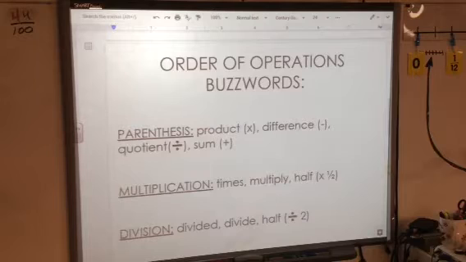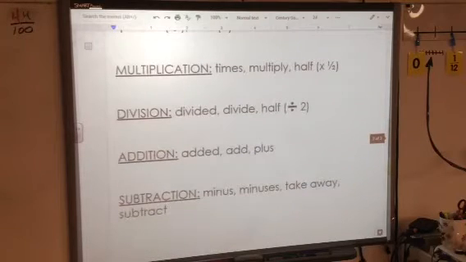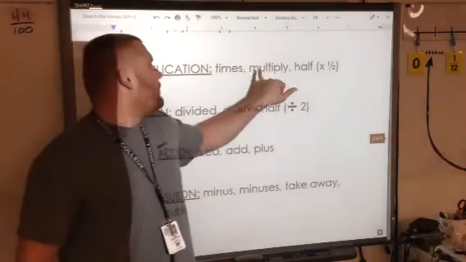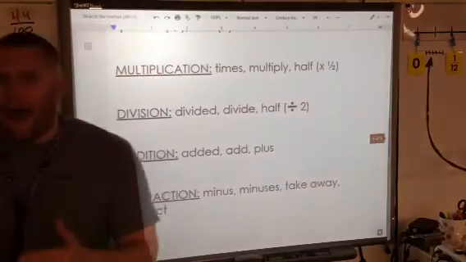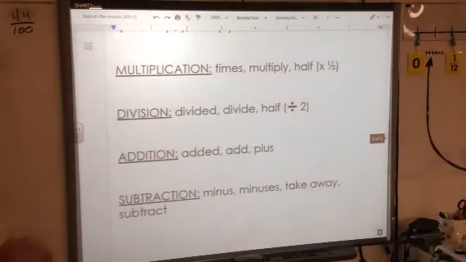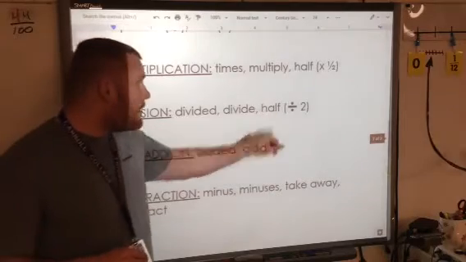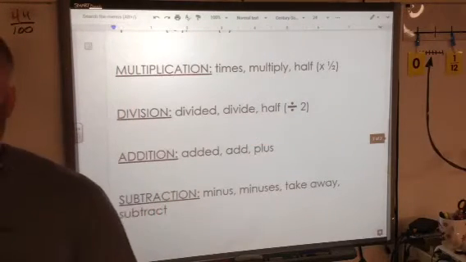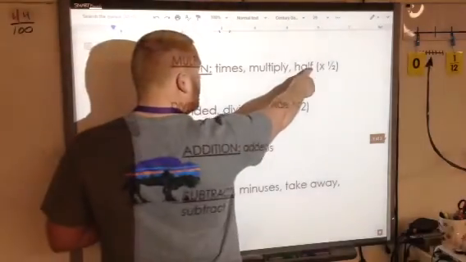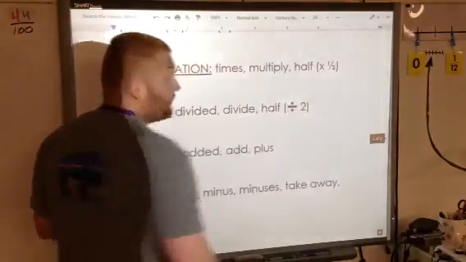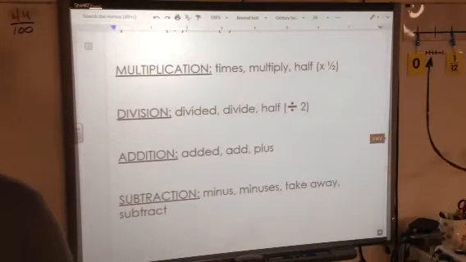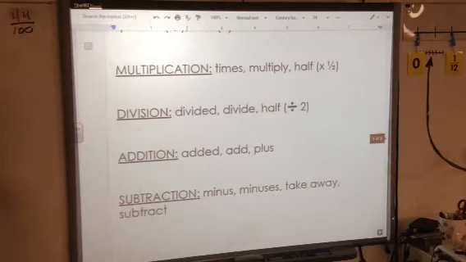And then all the other buzzwords for your other four main operations are things that you've seen plenty of times before. Multiplication is times, multiply, and half. If you hear half of something, we know that we can find halves by multiplying by 1/2. For division, we have divided and divide. Once again, half: you can find half of something by dividing it by 2. Remember, half is the same as multiplying by 1/2 or dividing by 2. Those are basically the same exact thing, just accomplished a little bit differently.